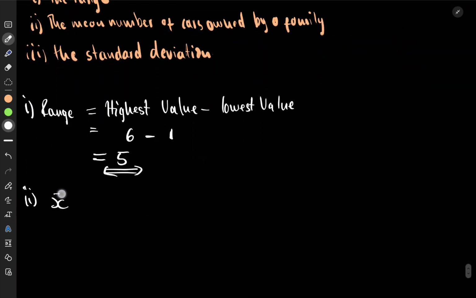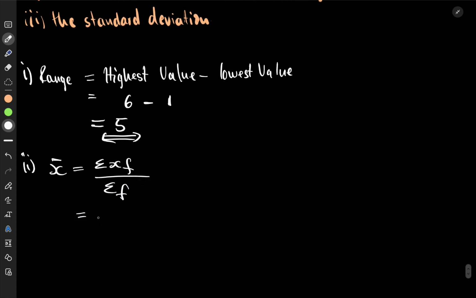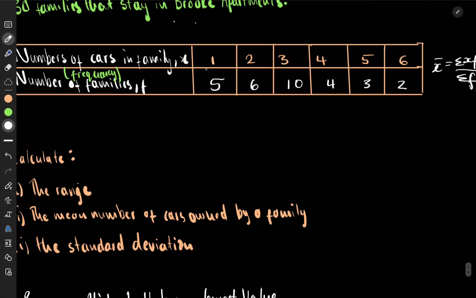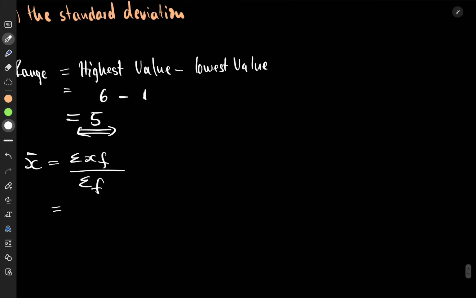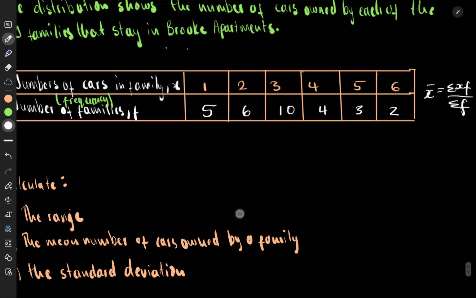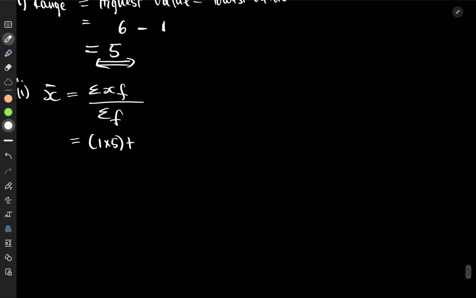So that means X bar is the summation of XF over the summation of F. We can put the formula right away, and we start doing the summation of XF. Remember, X is 1, F is 5, so it'll be multiplying, right? So it'll be 1 times 5 plus, we go to the next X. X is 2 this time, the frequency is 6, so plus 2 times 6, right?